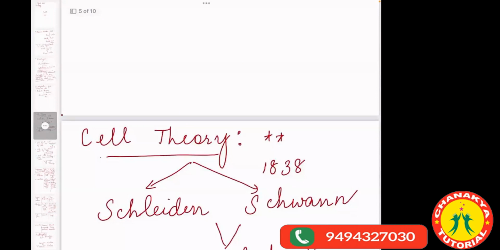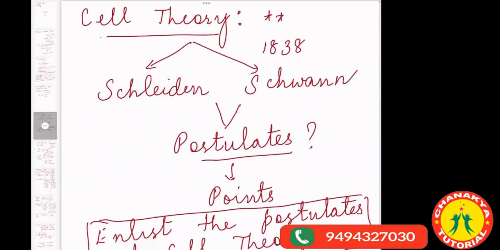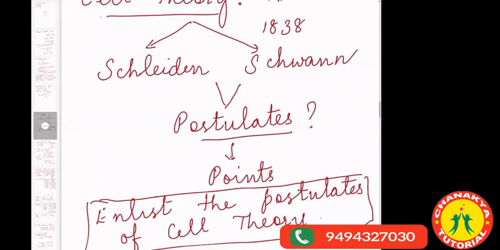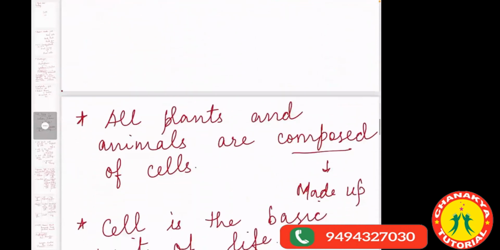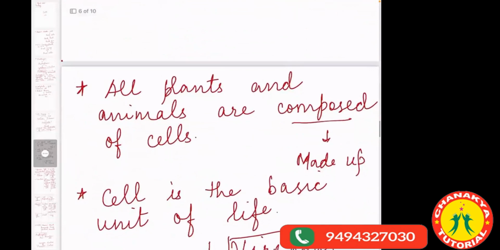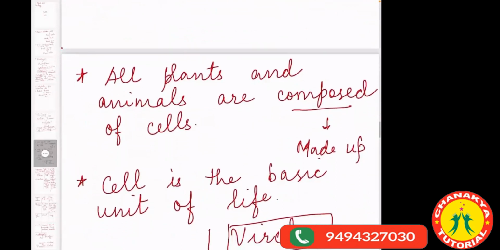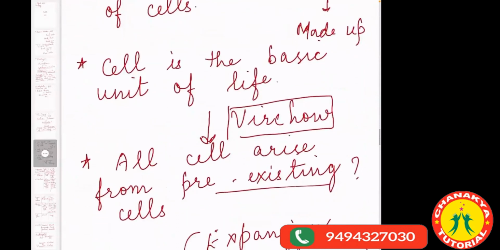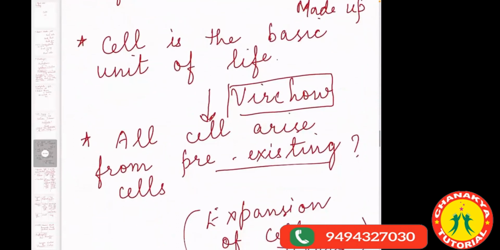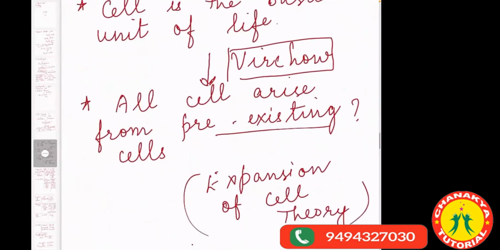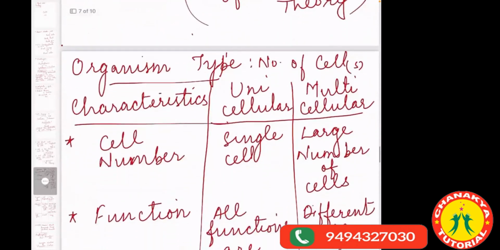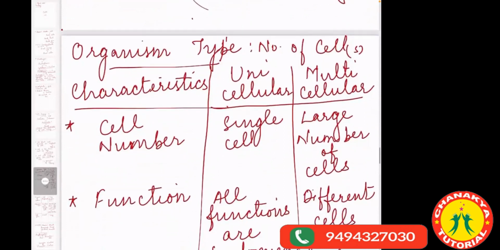After that, we started with the cell theory. Two scientists, Schleiden and Schwann, gave two postulates, meaning two points. Those points were that all plants and animals are made up of cells, and the cell is the basic unit of life. One more point was added to these two points by Virchow. He said that all cells come from pre-existing cells.